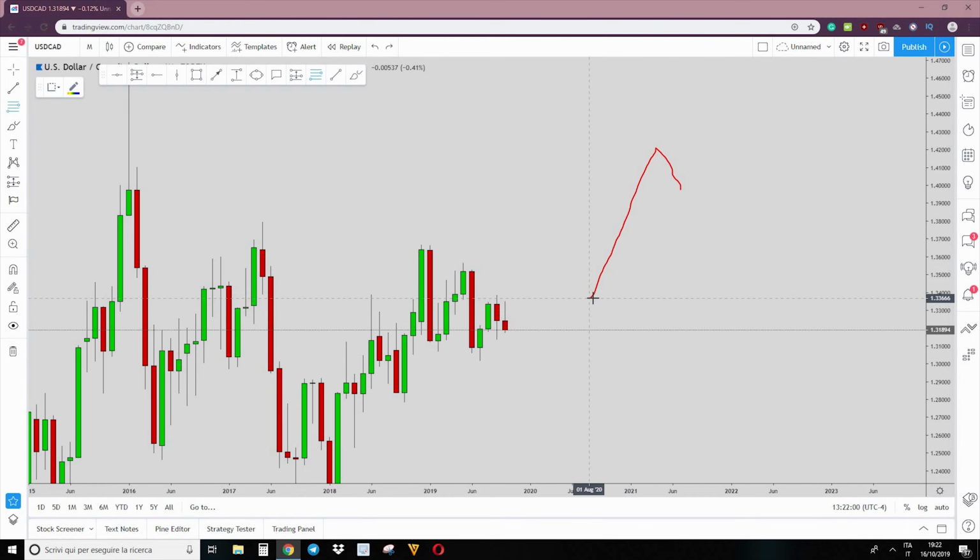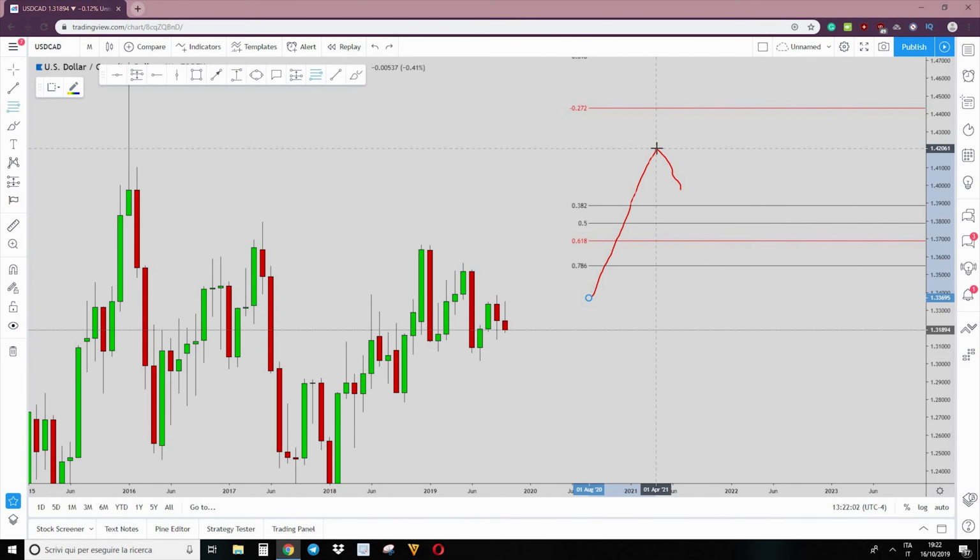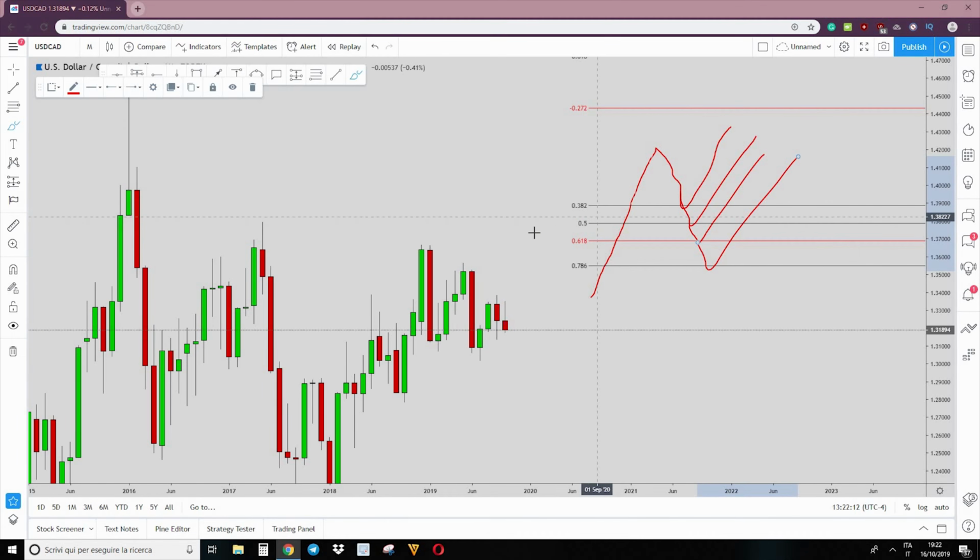So what you do, you take your Fibonacci from the low to the high of the impulse leg, and you expect the market to shift away from one of these areas. So to reject one of these areas, either the 0.382, the 50%, 0.618, 0.786. Now the 50%, strictly speaking, is not a Fibonacci level. It's simply 50% of the impulse leg.